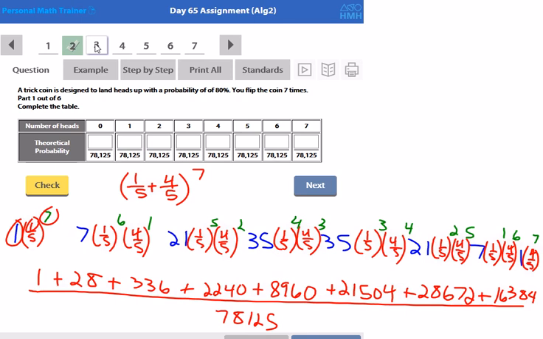Okay. So let's fill these. As far as heads go, this counts as 0 heads, 1 head, 2 heads, 3 heads, 4 heads, 5 heads, 6 heads, and then 7 heads. That is the theoretical probability.